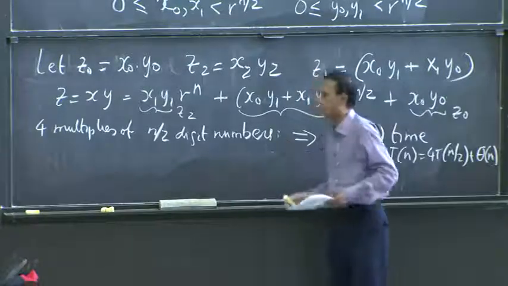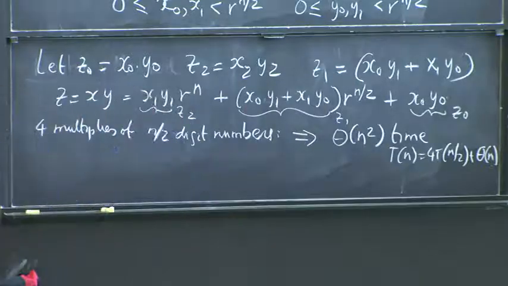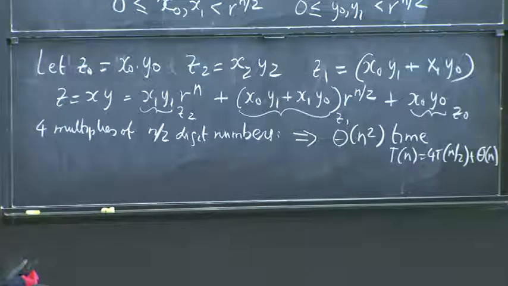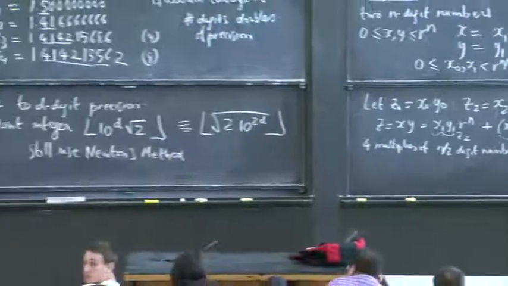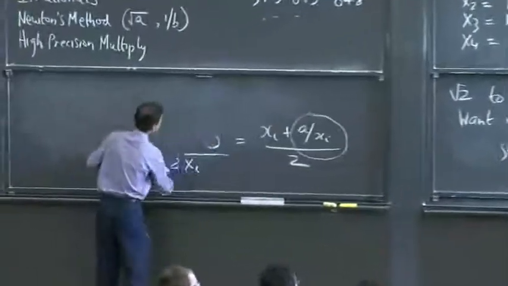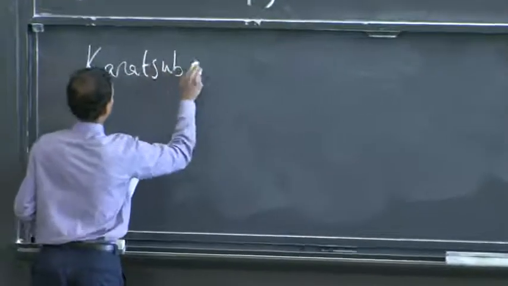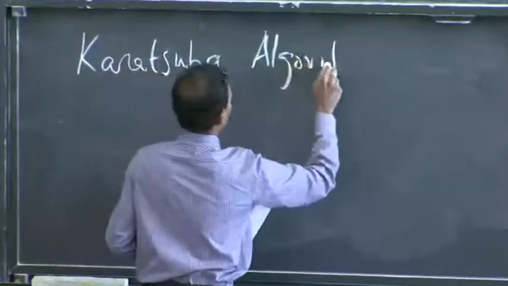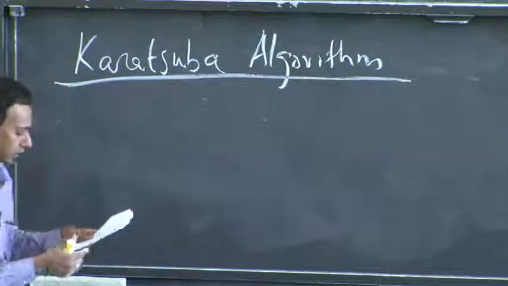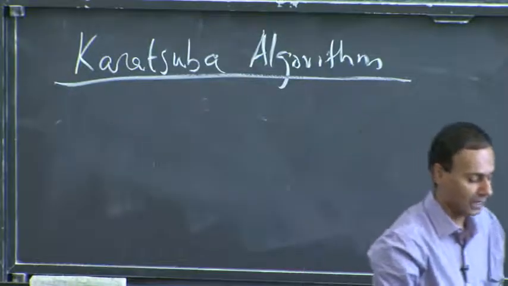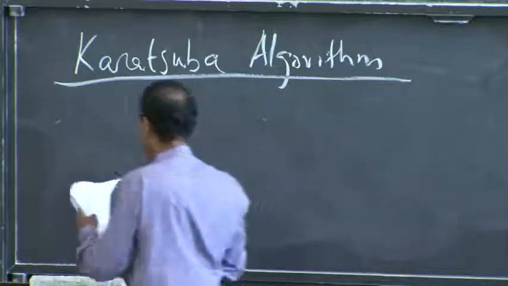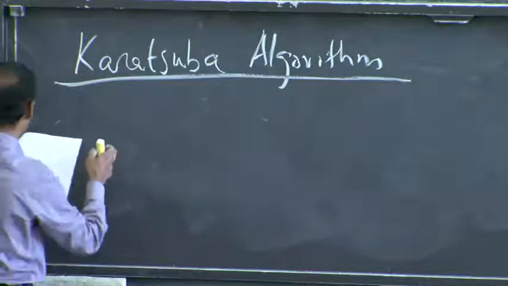And we're not happy with that. We'd like to do better. And so how do you do better? Well, there's many ways of doing better. The simplest way of fairly substantially lowering that complexity is due to a gentleman by the name of Karatsuba. This is one of those things where if you were born early enough, you get your name on an algorithm.